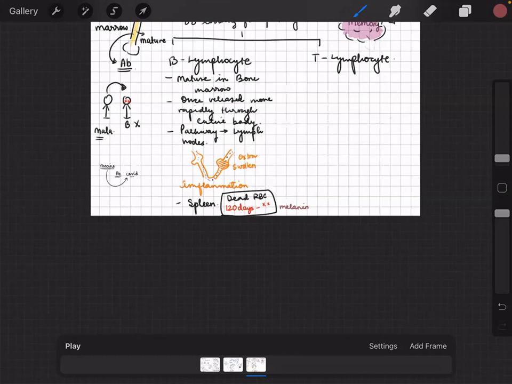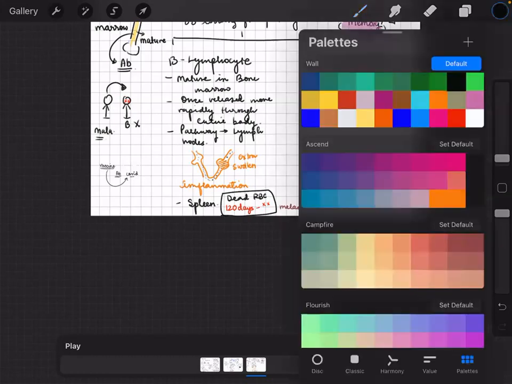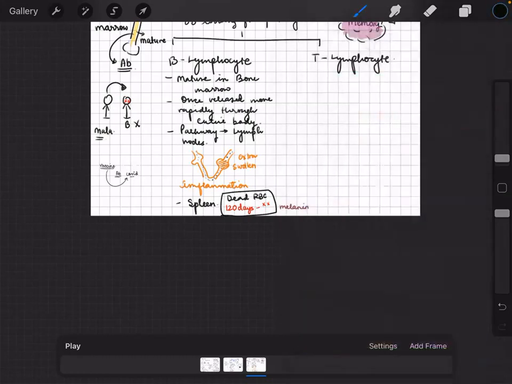But along with removing all of these RBCs, your spleen also houses certain amount of B lymphocytes. What do they do over there is something we will discuss. But right now, just note that these are the basic points about your B lymphocytes.